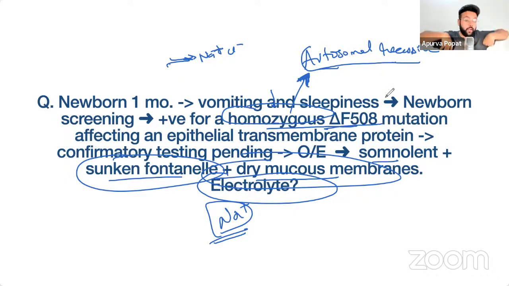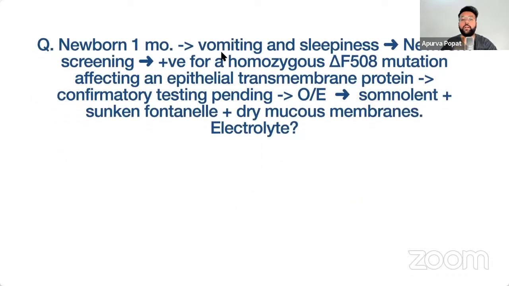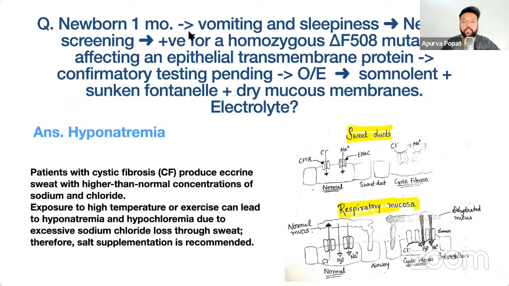If it would have been written heterozygous delta F508, this patient possibly might not have cystic fibrosis, because cystic fibrosis is an autosomal recessive disease, right? So we expect a sodium electrolyte abnormality in this patient, so probably this patient will have hyponatremia. That's your answer. A cystic fibrosis patient may develop hyponatremia. That's why salt supplementation is recommended in these patients.